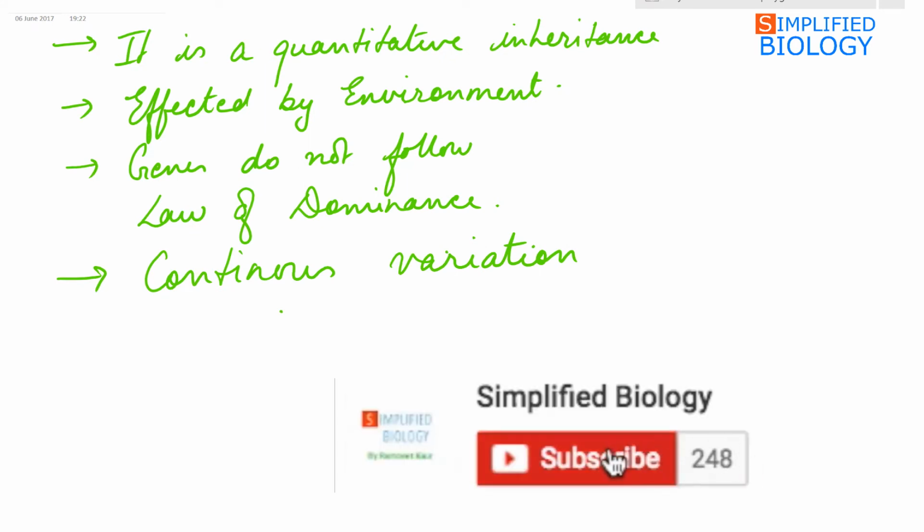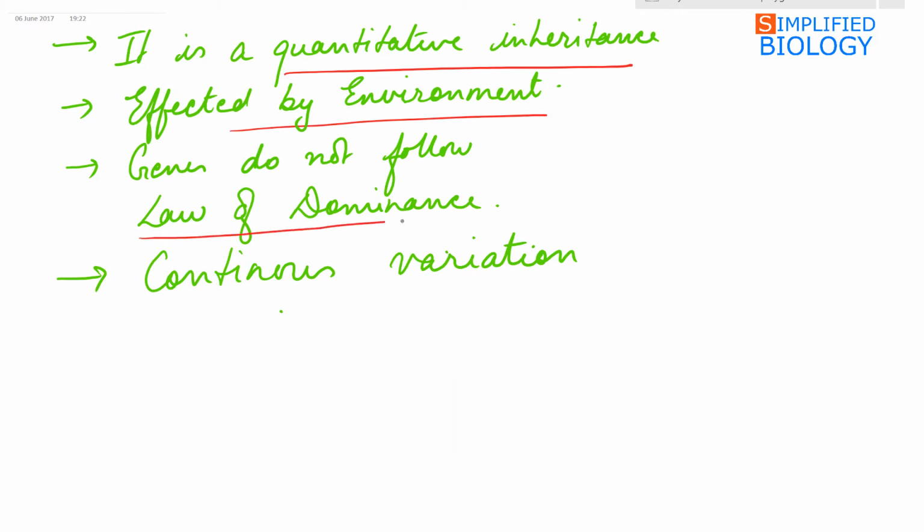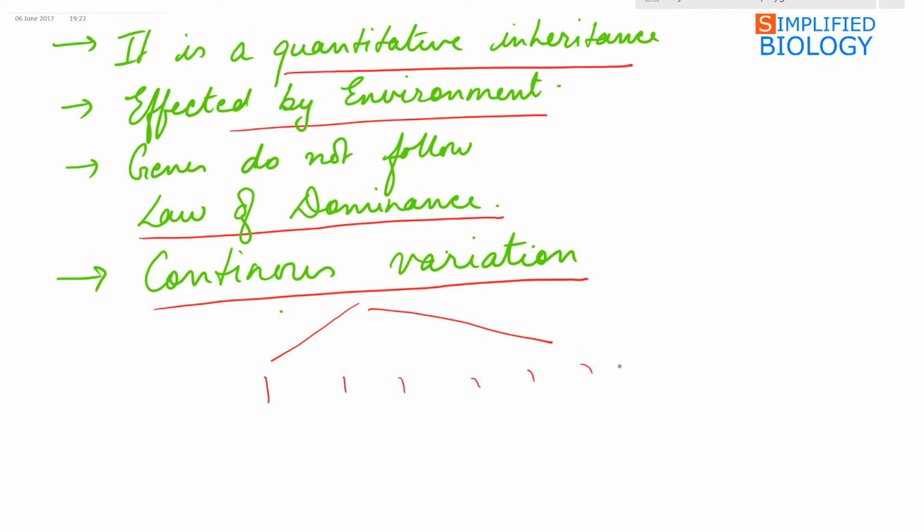Polygenic inheritance is a quantitative inheritance that is affected by the environment. The genes do not follow the law of dominance. That is why an additive effect can be seen. And the offsprings produced show continuous variation. Means the offspring cannot be divided into two distinct character categories, but they are divided into a range of categories. That is, they show continuous variation.